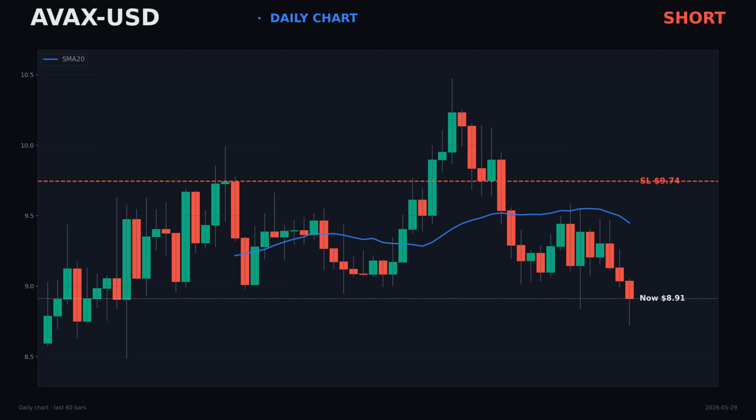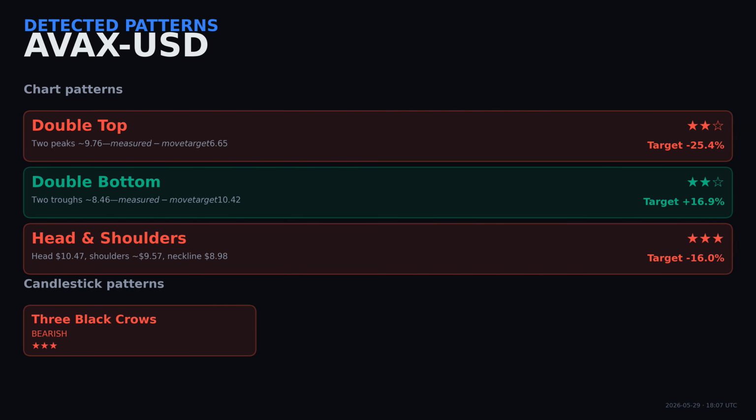You can see the dotted lines on the chart. Green is our TP at $7.49. Red is our SL at $9.74. Those are the two numbers that matter most in this whole video. Now, this is the fun part. The pattern detector picked up 3 chart patterns on the daily: double top, double bottom, head and shoulders. I'm going to walk you through each one in the next slides and show you exactly where they formed on the price action. Pay attention to the labeled points. Those are the swings that confirm the pattern is real.